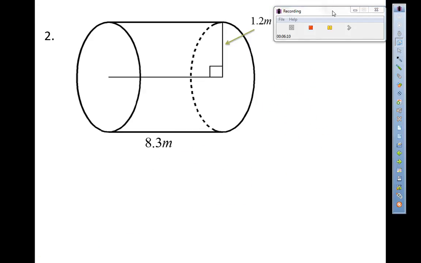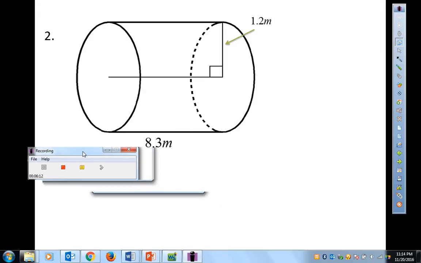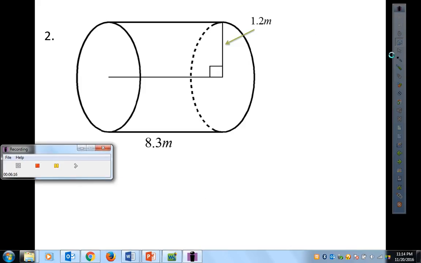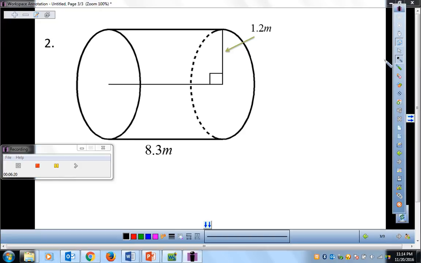Moving forward, same type of thing. Just as before, let's find the lateral area, total area, and volume of this prism. And we'll put our key information right up here.